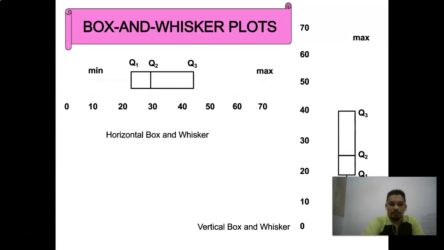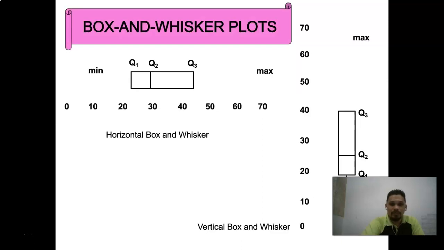Okay, so this is a sample of box and whiskers plot. As you can see, we have the term box, there's a box here, and whiskers, there's a line outline here.